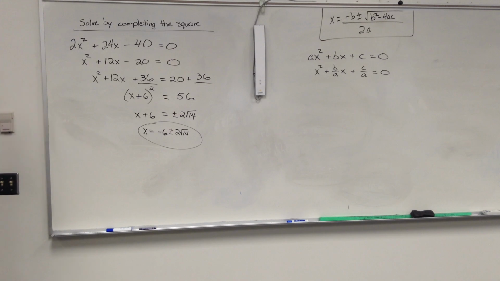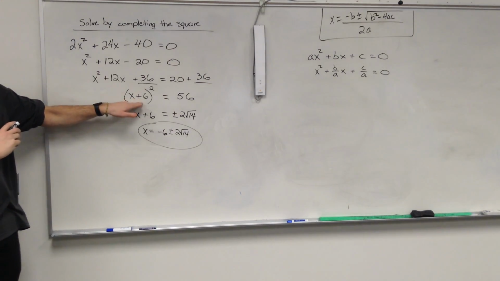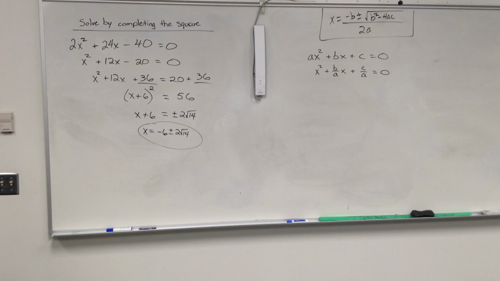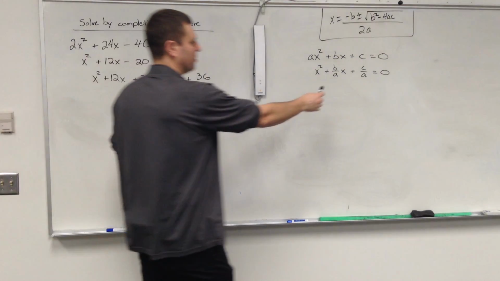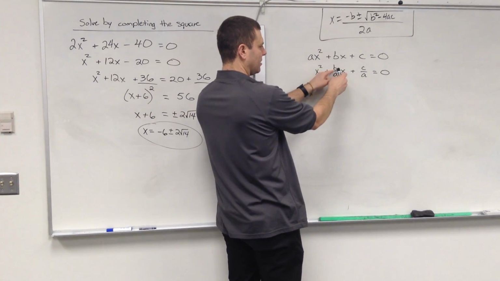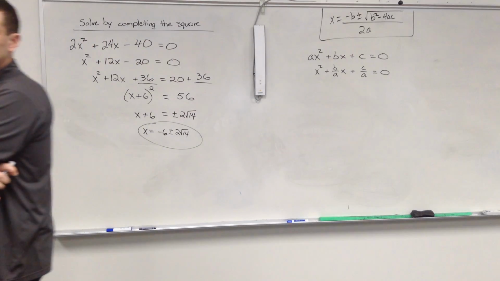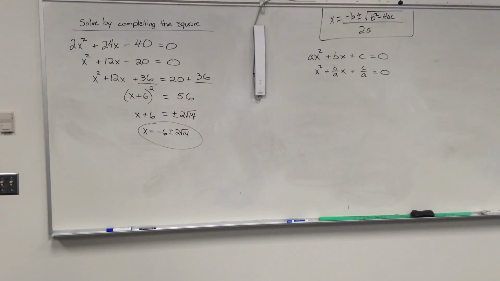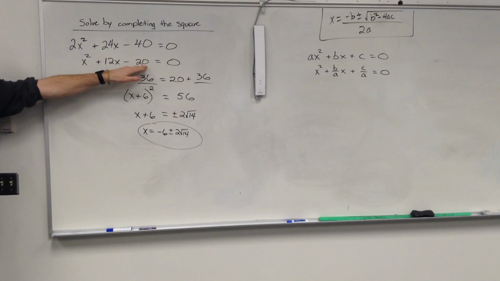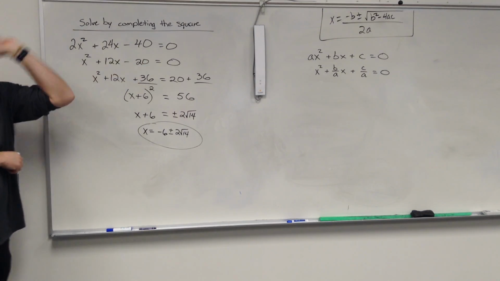So now again, I'm trying to get a perfect square on the left side. But I don't have a perfect square right now. That c over a value is not necessarily half of this squared. So I don't think that c over a is what I want there. So I'm going to move it over to the other side. It's the wrong number. Just like back in here, this negative 20 was the wrong number, so I moved it over to the other side.